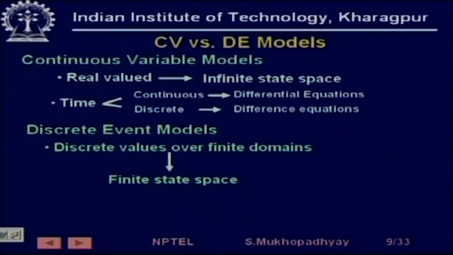So we have discrete values over finite domains, and therefore what is known as the finite state space. The combinations of variables that can exist in a system are going to be finite.